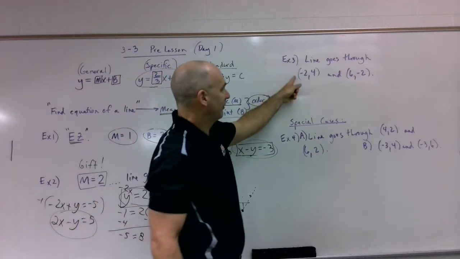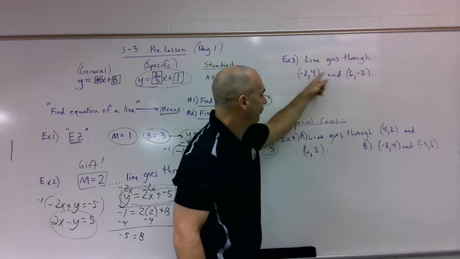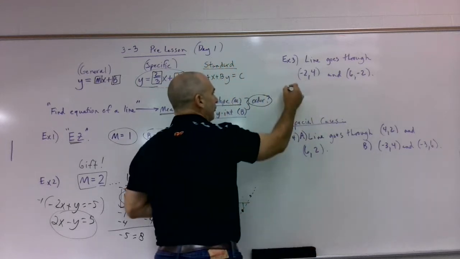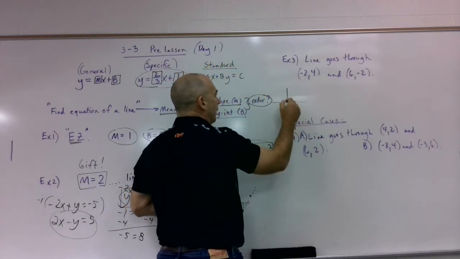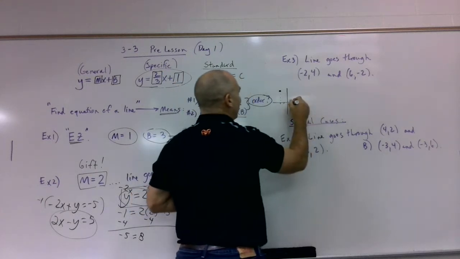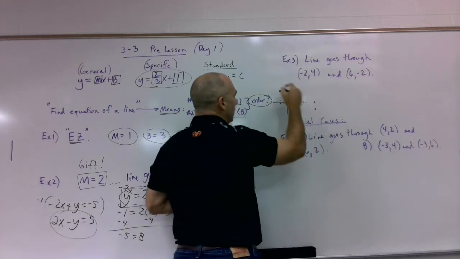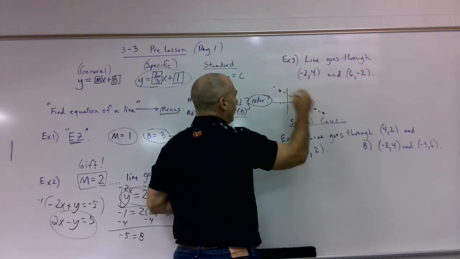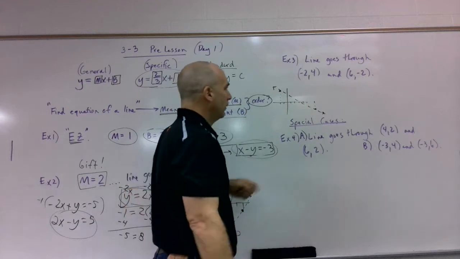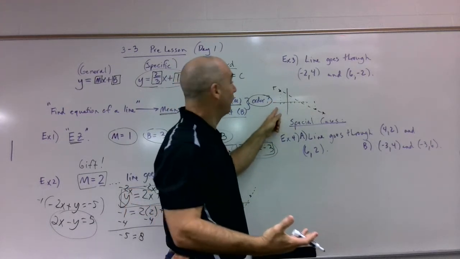Notice, this says, hey, find the equation of a line that goes through these 2 points. Well, if we just took a second and graphed those points, -2, 1, 2, 3, 4, and 6, -2, 1, 2, 3, 4, 5, 6, -2. And again, is my drawing perfect? No. But it does give me a good gauge of what it is the problem's asking me to find.